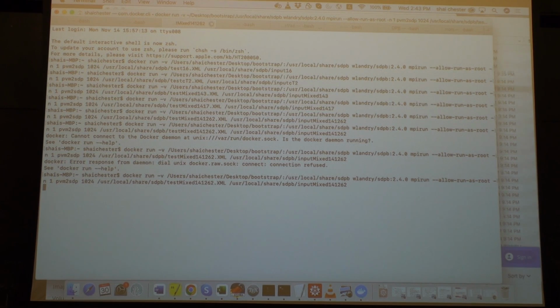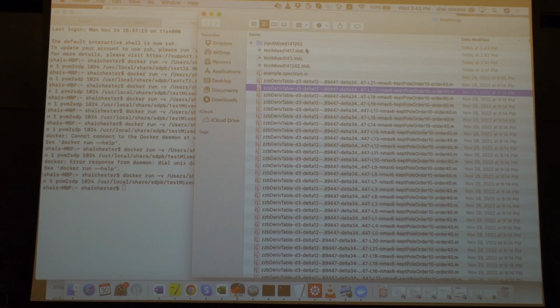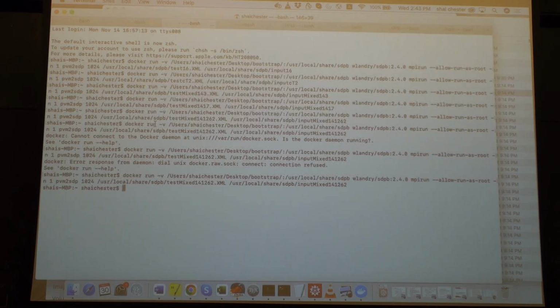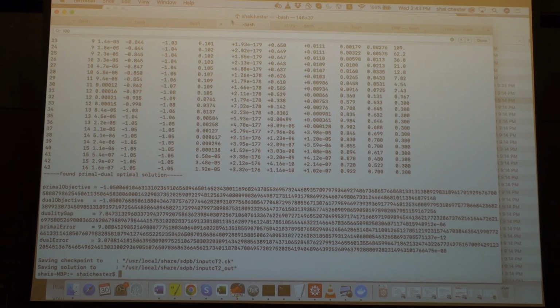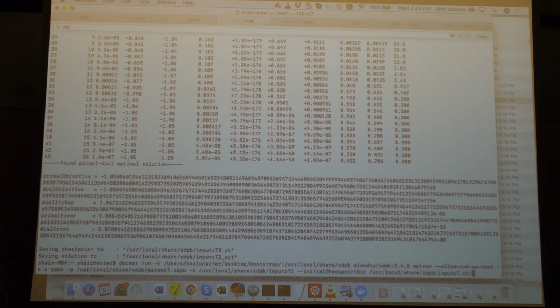Great. Now Docker is running, and it is now computed. It's turned this into the right SDP format. I'll do it for this point. I'll do it also for this point. Now that I have it in the right format, I just run SDPB for these points.